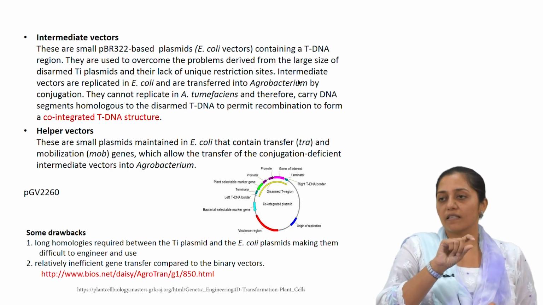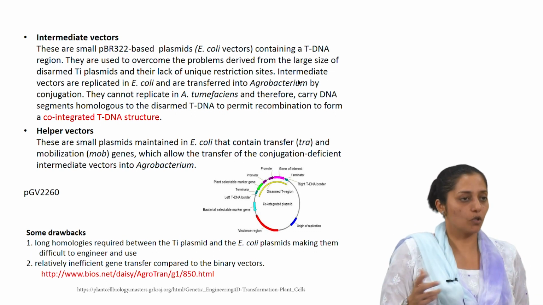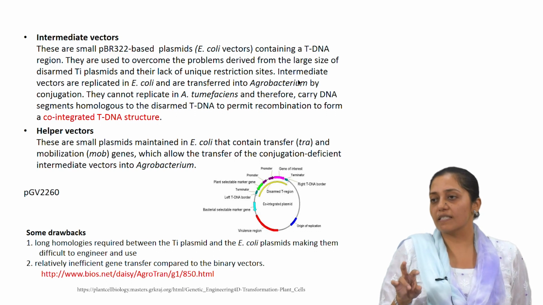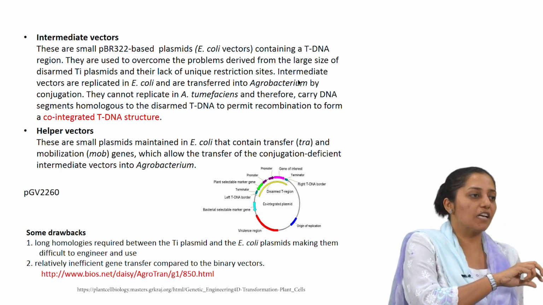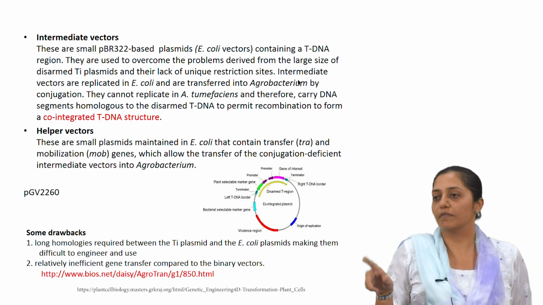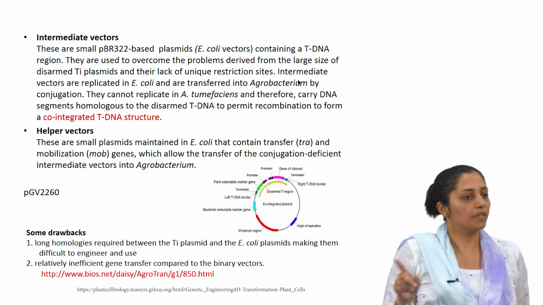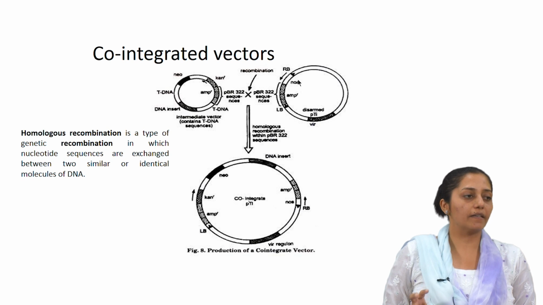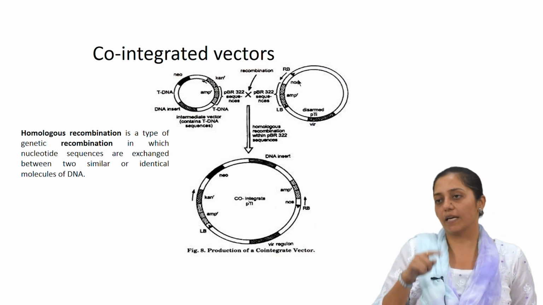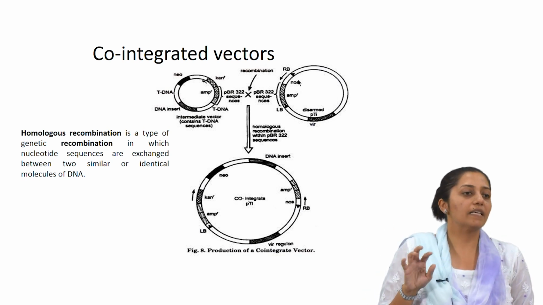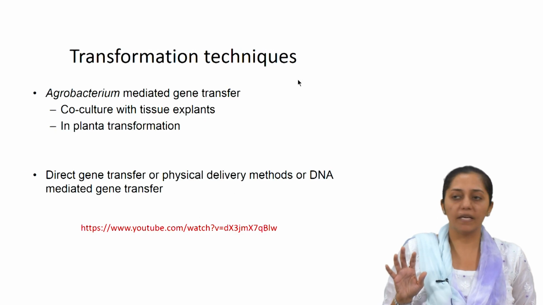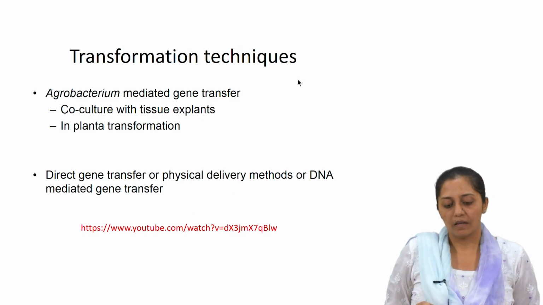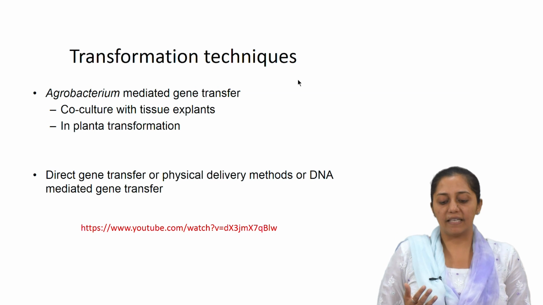Not all vectors are conjugal vectors. If conjugation is absent, then you need a helper plasmid which can help in the transfer of these vectors into the Agrobacterium. So this is what I was saying about co-integrative vectors, where homologous recombination yields one entire co-integrative plasmid inside the Agrobacterium. Now what are the different transformation techniques?